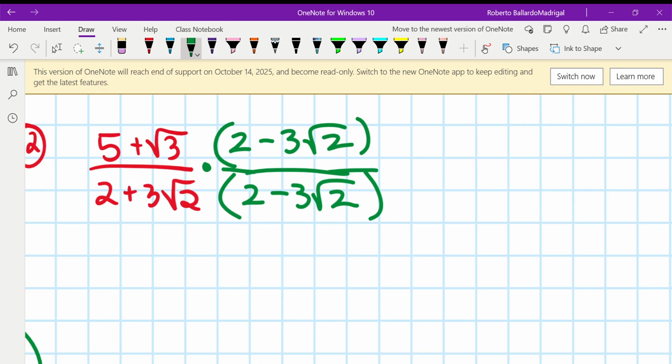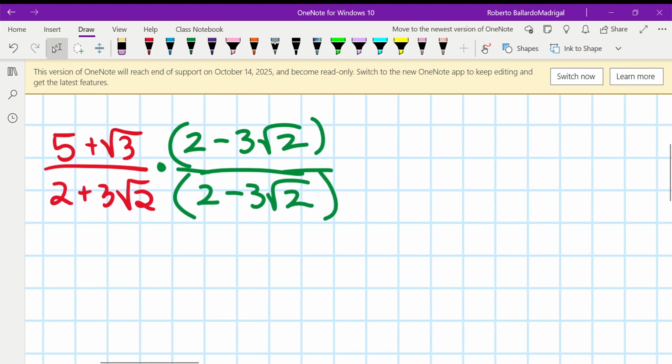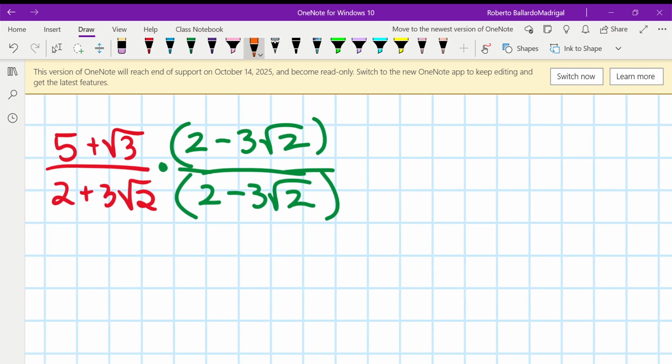And now, how many terms am I multiplying together? Well, let's count them. 5 plus radical 3, is that 1 or is that 2 terms? 2 terms. 2 minus 3 radical 2, is that 1 or is that 2 terms? How much is that, guys? 2 terms. So we have 2 terms multiplying with 2 terms. We are not going to distribute. We are going to use the area model. Right? So remember, if you have 2 terms with 2 terms, that is when you use the area model. 1 term and 2 terms, you can use the distribute property. So this is the area model.